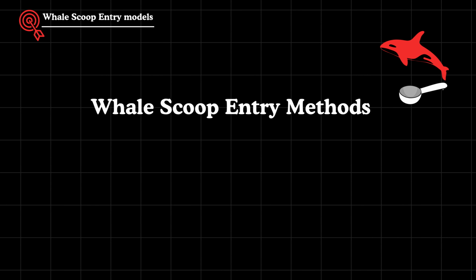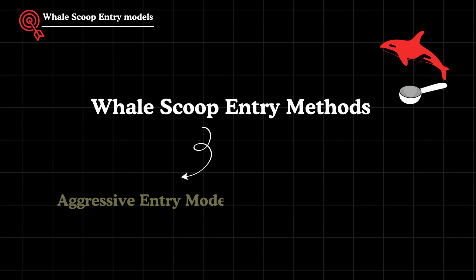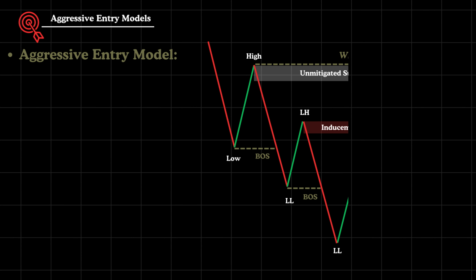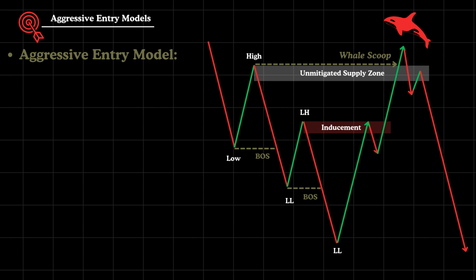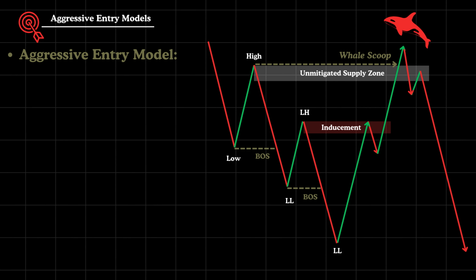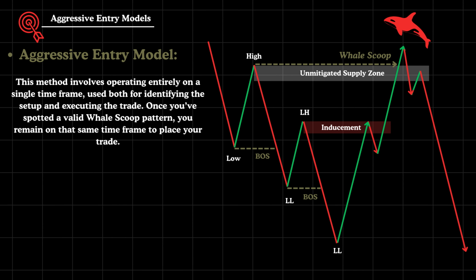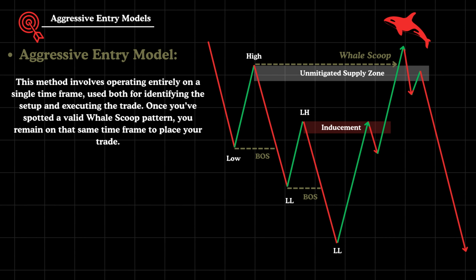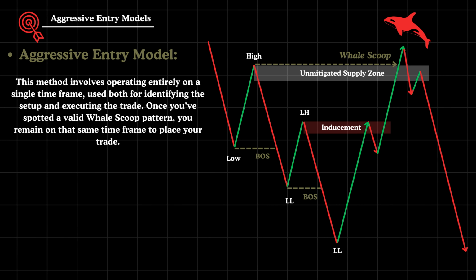There are 2 primary entry approaches when executing trades using the whale scoop method: the aggressive entry and the conservative entry techniques. The aggressive entry in the context of smart money concepts or ICT methodology is somewhat like placing a limit order at a higher time frame supply or demand zone. However, with the whale scoop, the approach slightly differs. This method involves operating entirely on a single time frame, used both for identifying the setup and executing the trade. Once you've spotted a valid whale scoop pattern, you remain on that same time frame to place your trade.